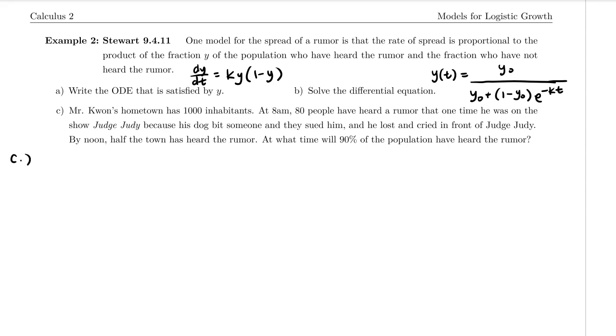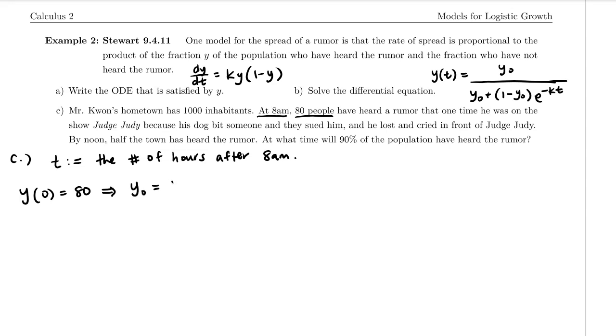All right, so it says at 8 a.m., 80 people have heard the rumor. So let's just go ahead and assume that 8 a.m. is our starting time. And if that's the case, then I'm going to define my variable t to be the number of hours after 8 a.m. And if that's the case, then we have two helpful pieces of information here. So y of 0 is equal to 80, and that's another way of saying that y sub 0 is equal to 80. And then it also tells us by noon, half the town has heard the rumor.